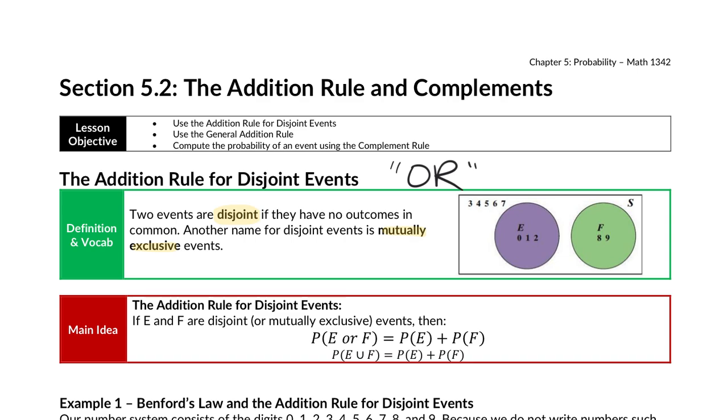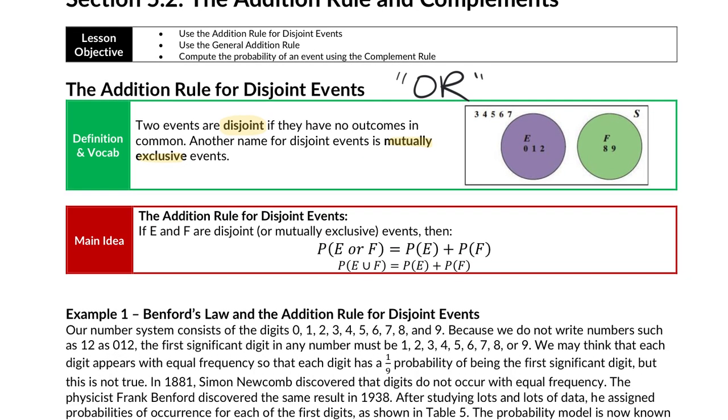If we are trying to find the probability of two disjoint events occurring, meaning we're trying to see if either E or F will occur and they are disjoint, then simply all we have to do is add the probabilities together for E and F separately.